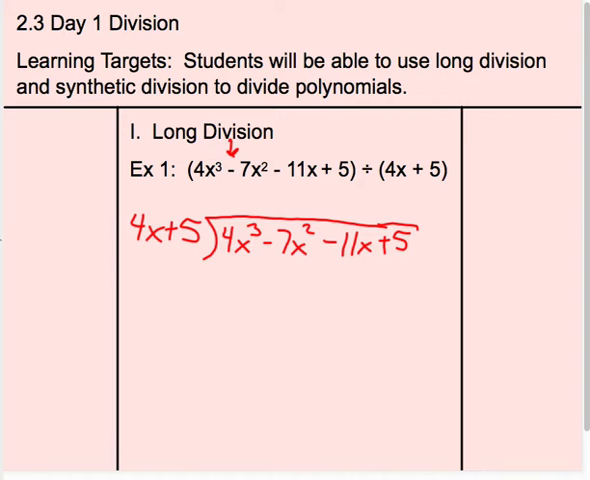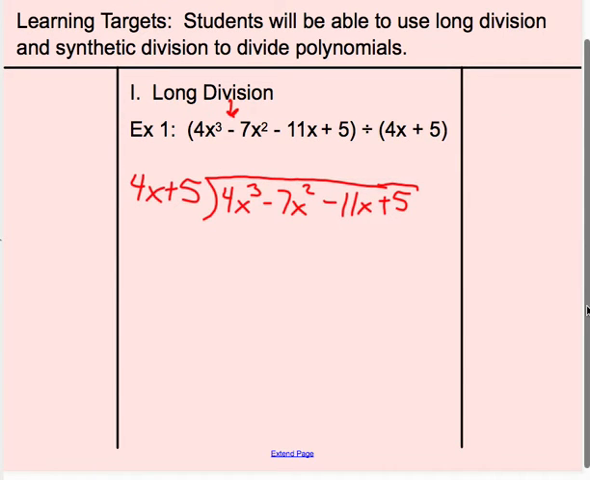What you look at is the first term, the 4x. How many times does that go into 4x cubed? Or 4x times what gives you 4x cubed? That answer is x squared. So then we multiply x squared by the whole 4x plus 5. So x squared times 4x is 4x cubed. And x squared times 5 is positive 5x squared.